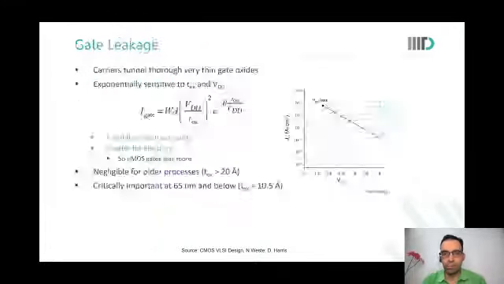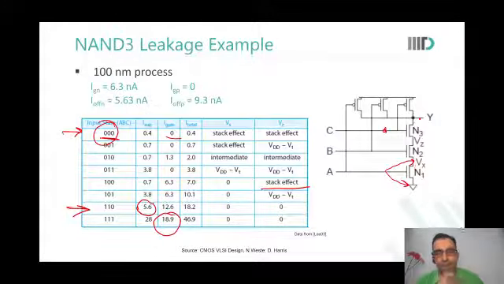So sir, we basically see the stack effect for every different node, and wherever we see that VSB is greater than 0, the subthreshold leakage for that particular device will reduce.